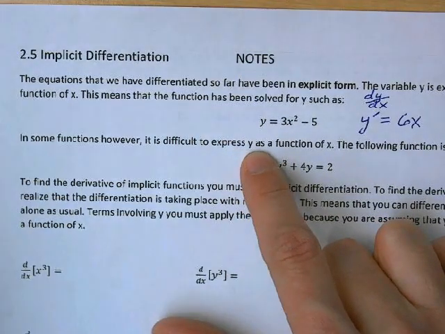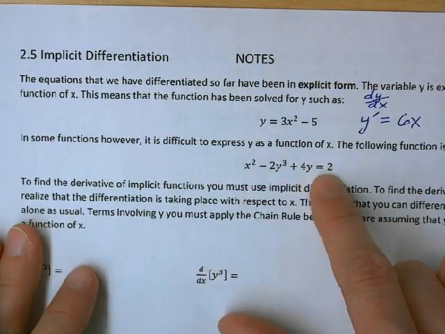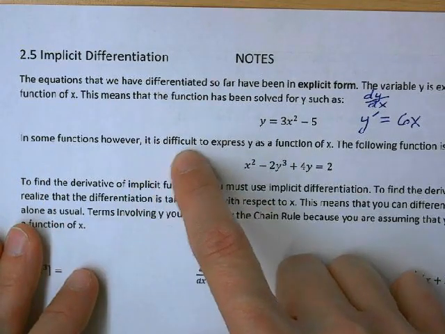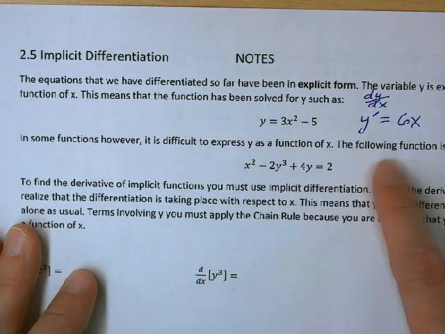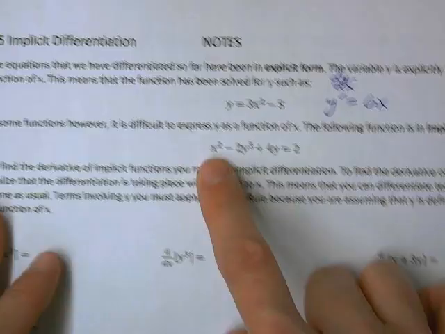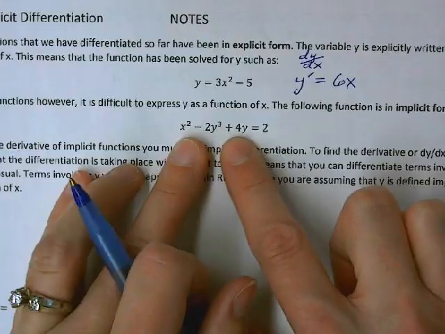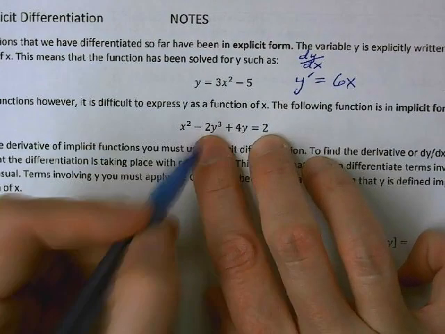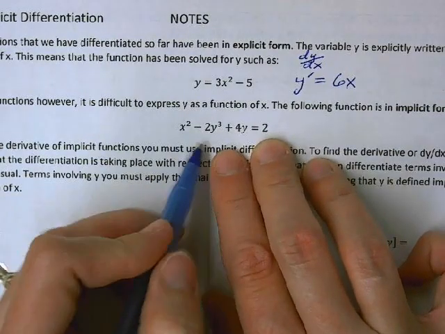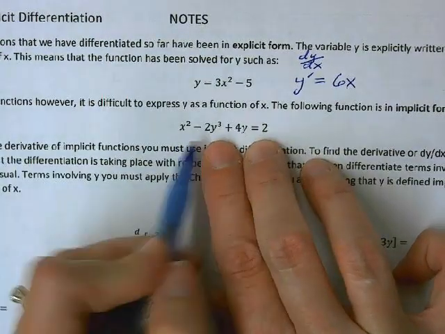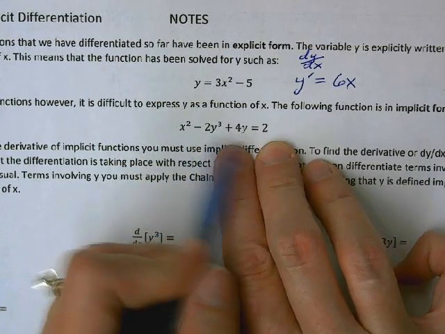But some functions, however, it's difficult to express y, like make it y equals. In some functions, it's difficult to express y as a function of x. So the following function here is written in implicit form. It has x's and y's, and you could do it, but it would probably take you a little bit to solve that for y. It's kind of messy.